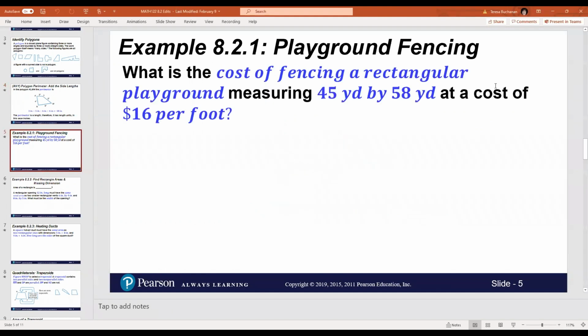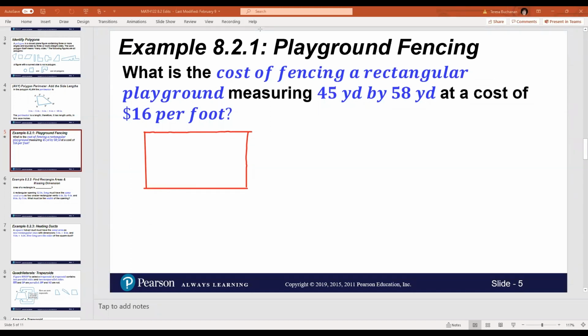So here's an interesting question, though, word problem. What's the cost then of fencing a rectangular playground that measures 45 yards by 58 yards at a cost of $16 per foot? I'll make a better line there.